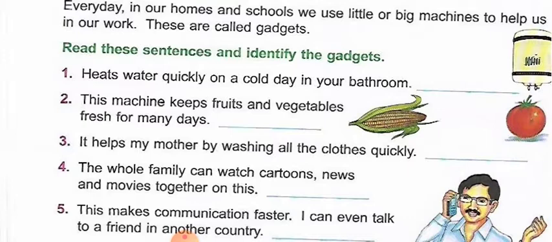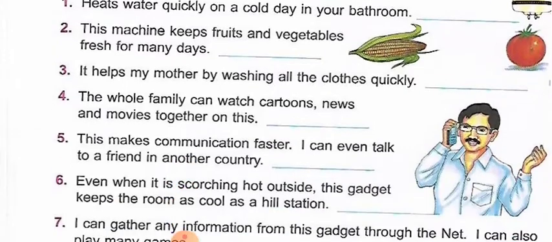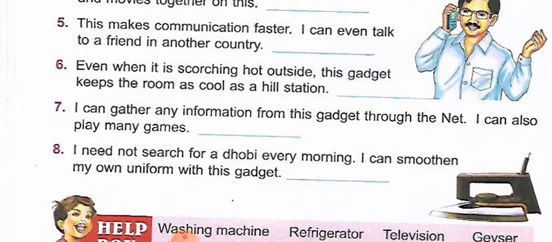Refrigerator. It helps my mother by washing all the clothes quickly. Washing machine. The whole family can watch cartoons, news, and movies together on this. Television. This makes communication faster. I can even talk to a friend in another country. Cell phone. Even when it is scorching hot outside, this gadget keeps the room as cool as a hill station. Air conditioner.